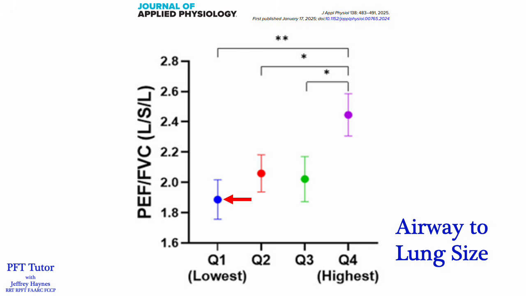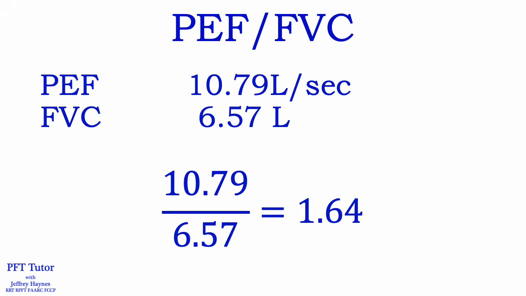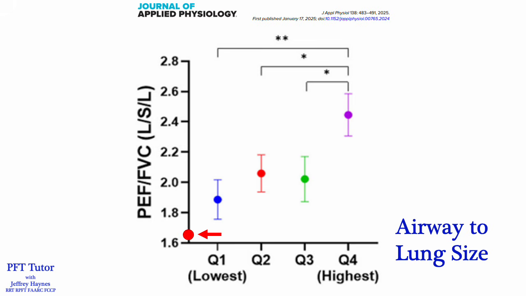You can also use the peak flow to FVC ratio to try to identify dysanapsis. The lowest airway to lung size ratio also has the lowest peak flow to FVC ratio. The patient in this case had a peak flow of 10.79 liters a second. If we divide the peak flow by the FVC of 6.57 liters, we get a peak flow to FVC ratio of 1.64. And when we place this on the y-axis as depicted by the red circle, it is clear that the peak flow to FVC ratio also supports the presence of dysanapsis in this case.